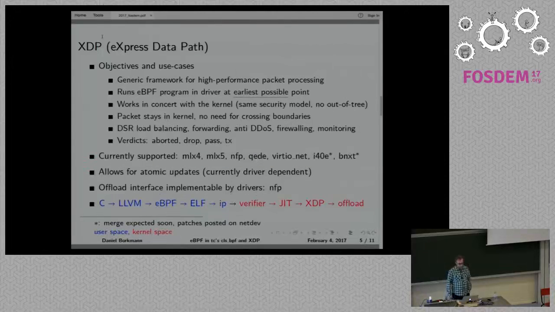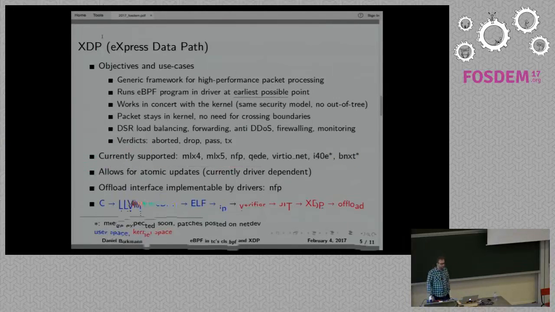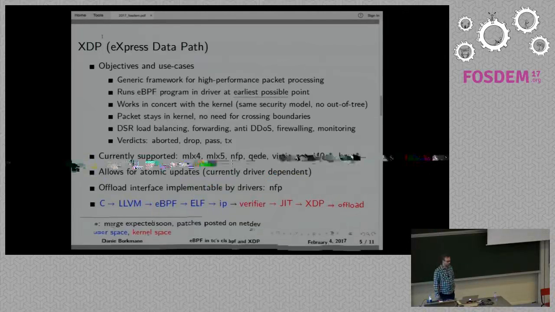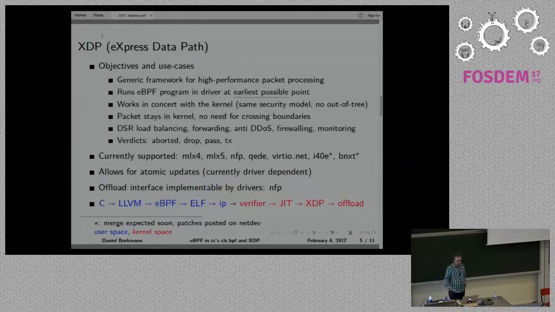And the workflow here, similar to what I mentioned earlier: you have your C program, you have LLVM, and this time the ip link command can be used as a loader for pushing the BPF sequence down to the kernel.